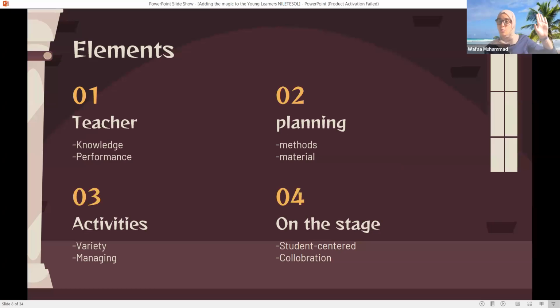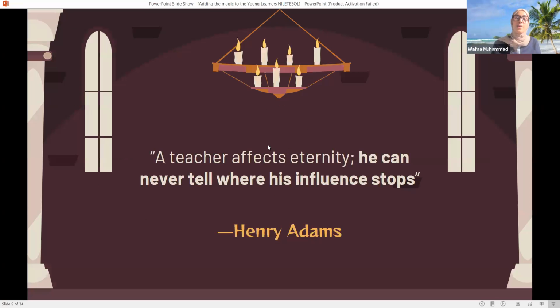So it starts with you as a person. It starts with you as a teacher. And then it goes to your planning. And of course, your planning has something to do with your knowledge about methodology and material. And then the activities. How should your activities be like? And your performance and what really happens in the class. Let's take them one by one.